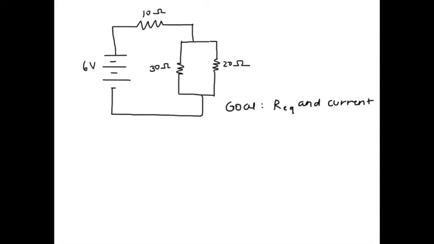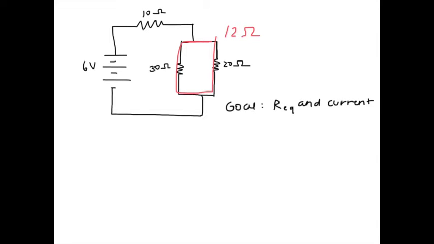Here's a second circuit with a combination of series and parallel elements. Here, once again, we're finding equivalent resistance and current. In the last problem, we had a very similar setup, and we found that the equivalent resistance of this part wired in parallel was 12 ohms.